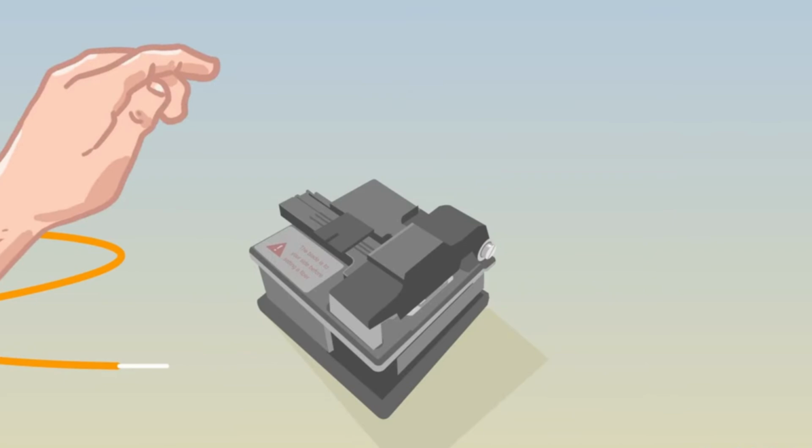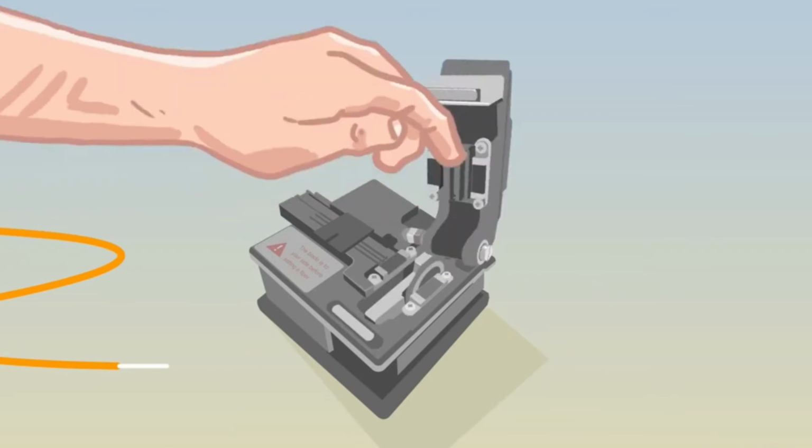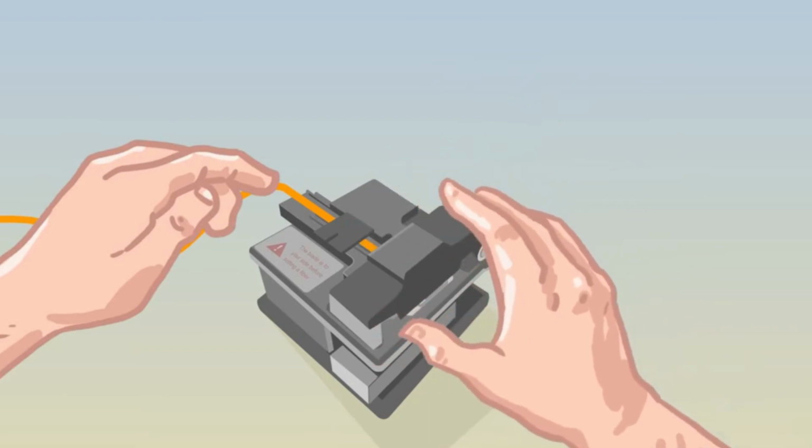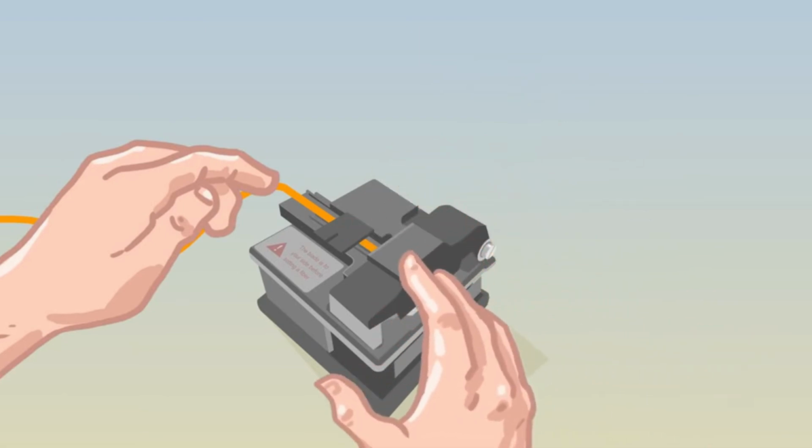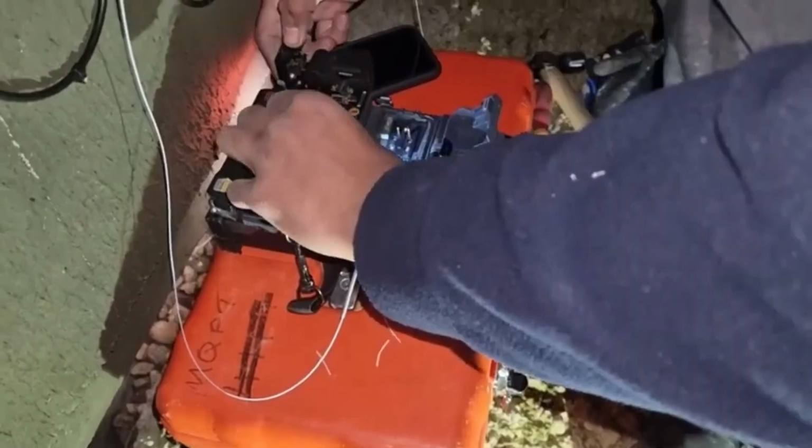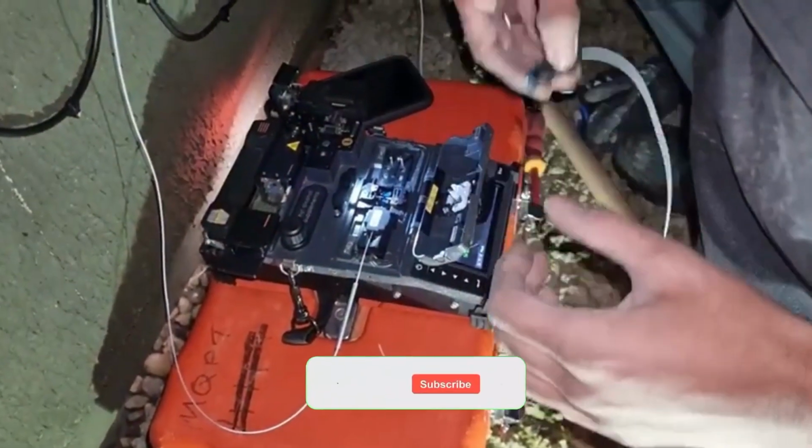4. Fiber cleaving. Cleaver setup. Set the fiber cleaver according to the machine's guidelines. Cleaving. Place the stripped fibers into the cleaver and cut them to ensure a clean, flat surface. A precise cleave is crucial for a good splice.